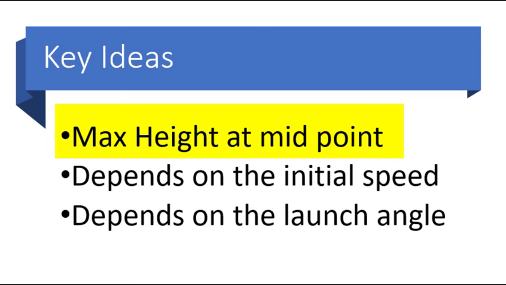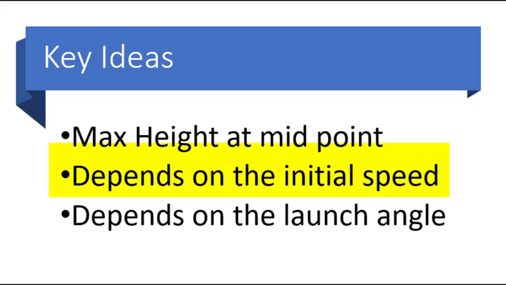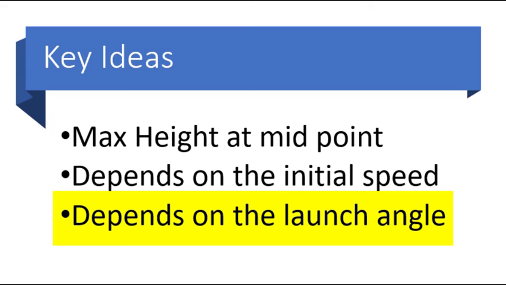The maximum height attained by a projectile which lands on the same horizontal plane is measured at the midpoint. The maximum height depends on the speed with which the projectile is launched. The greater the speed, the greater is the maximum height attained by the projectile. The launch angle also determines the maximum height attained by the projectile. The greater the launch angle, the greater the height attained by the projectile.